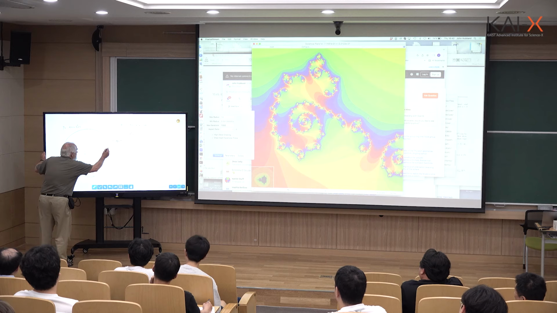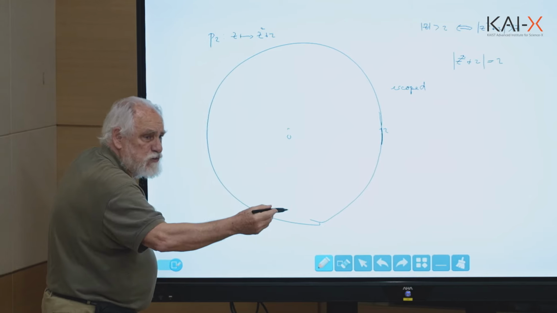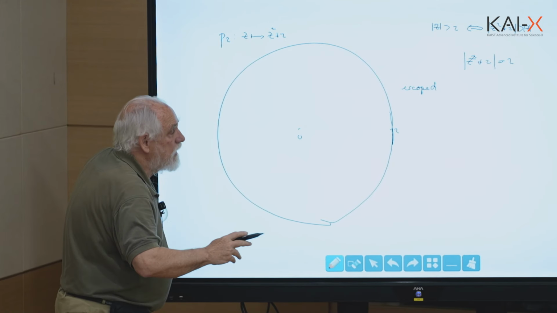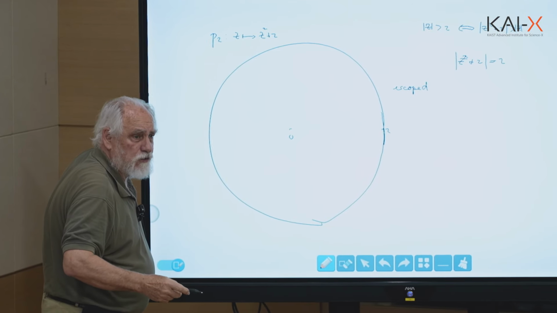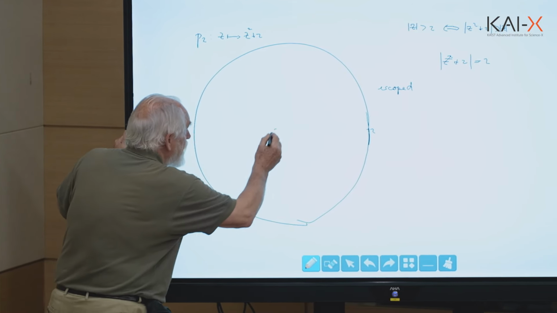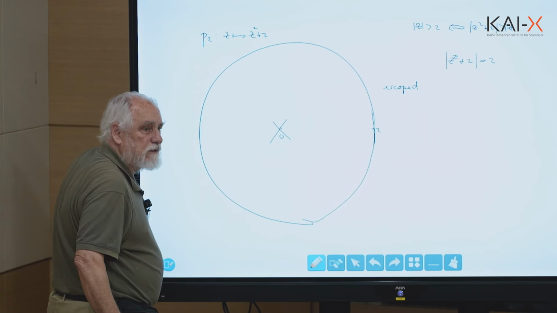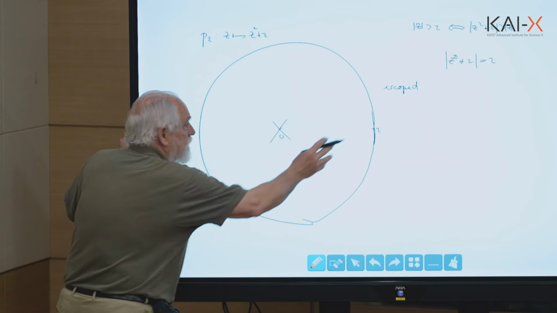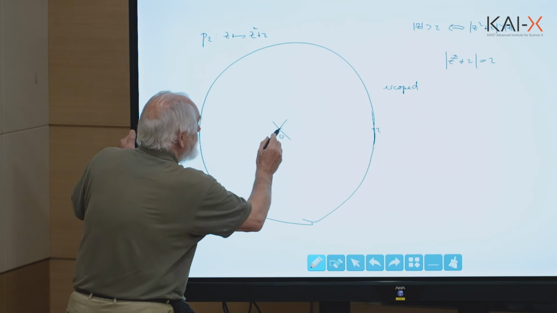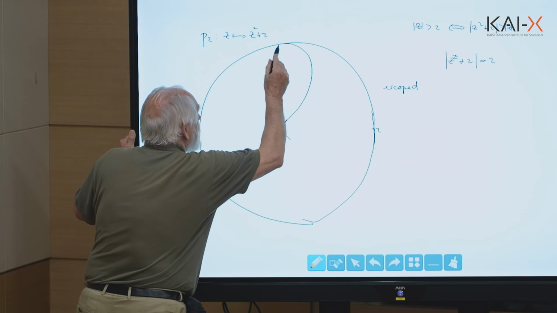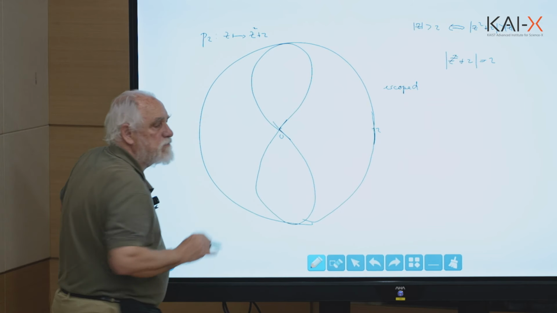What does the inverse image of a little arc here look like? 0 maps to 2. And what do the square roots of purely imaginary numbers look like? Two lines like this. Oh, you take this, you bring it over here, and you take the square root. And in fact, it forms a lemniscate.